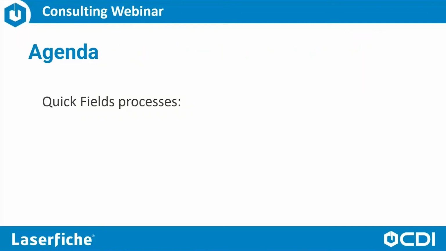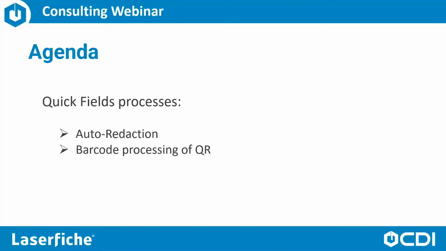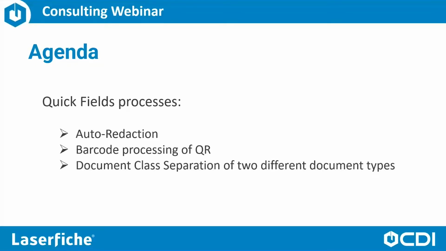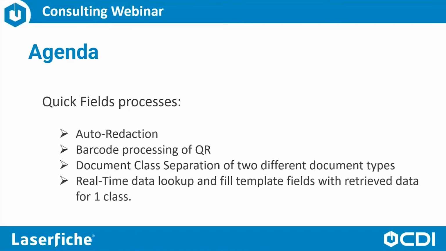During our webinar today, we will be covering some Quick Fields processes, including auto redaction, processing of QR barcodes, document classification, separation of two different document types, and real-time data lookup to fill template fields with retrieved data for one of our document classes.